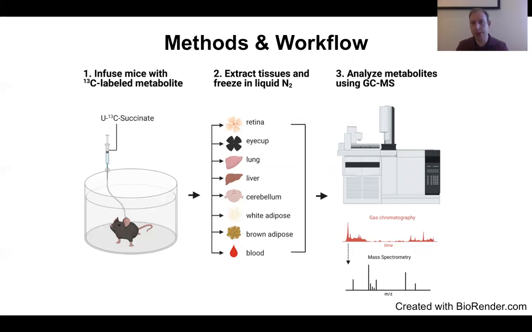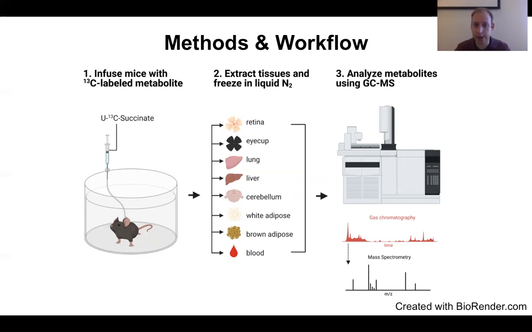And U13C really means uniformly labeled 13C. Succinate has 4 carbons, and so all 4 of those carbons are going to have an atomic mass of 13 instead of 12. And so we can infuse that labeled succinate, let it go throughout the body, and be used in different ways by different tissues, whether that be for gluconeogenesis or more conventional oxidation reactions. And it'll be used in retina, eye cup, liver, lung, and so on.